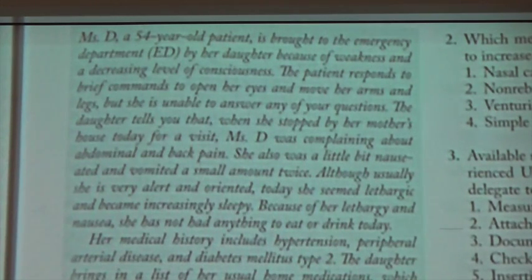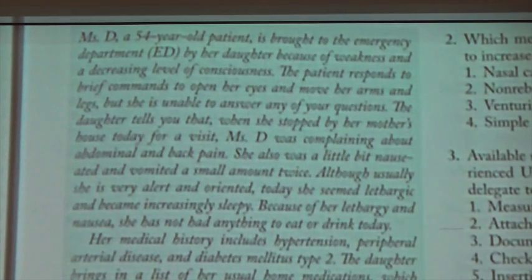The daughter tells you that when she stopped by her mother's house today for a visit, Mrs. D was complaining of abdominal pain and back pain. She also was a little bit nauseated and vomited a small amount twice. Although usually she is very alert and oriented, today she seems lethargic and became increasingly sleepy. Because of her lethargy and nausea, she has not had anything to eat or drink today.